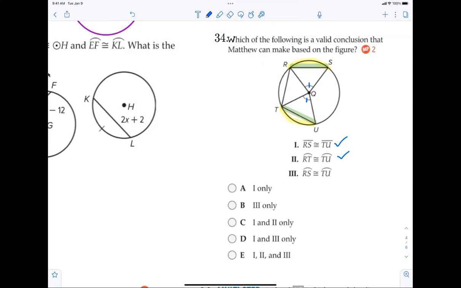Now arc RS is, wait a minute, arc, oh, RS, I can't even read. So I'm looking at RT. Does RT have to be congruent to TU? No. Sorry, I misread that. RS is congruent to arc TU, right? But I don't know that this angle is equal to the other two angles, right?